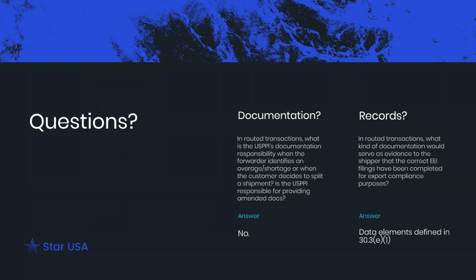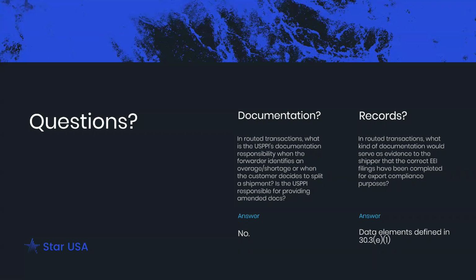Because it's a routed transaction, the USPPI is only responsible for those 12 data elements that we looked at before, which is 30.3E, where it defines exactly what they need to provide. And none of that information is relevant to the circumstances of the actual exportation. That has to do with the disposition of the goods that were provided and the condition that they were provided to the freight forwarder or to the authorized agent. So you would not have to amend your documents to reflect things like shortages or overages when the customer decides to split the shipment.